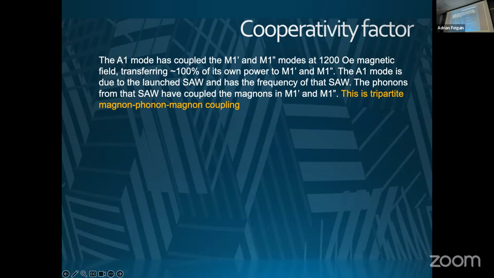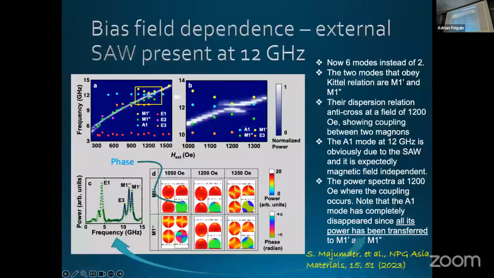Now let's look at the cooperativity factor. Sorry, I got a little bit confused with this notation. Like, how do we know that A1 mode is phononic in nature? Because the A1 mode, you can see the A1 mode here is this blue line. It occurs at 12 gigahertz and it does not depend on magnetic field. And we have a SAW present at 12 gigahertz. So this mode has to come from that SAW. There's no other possibility. So SAW means that's phonon. SAW is phonons.